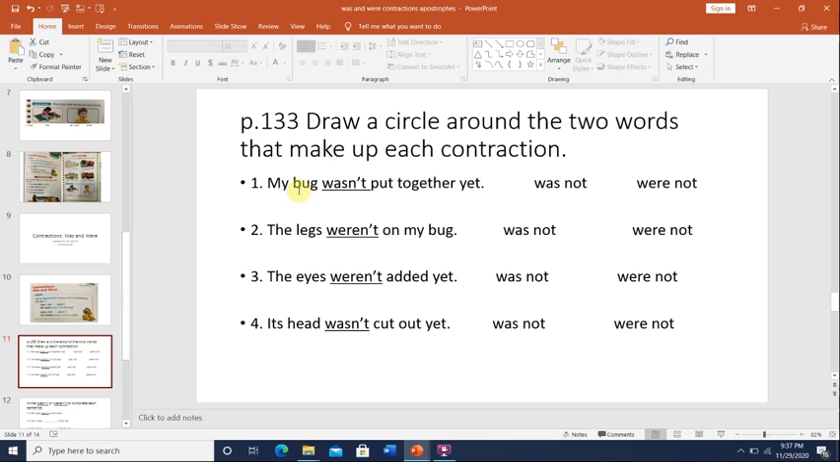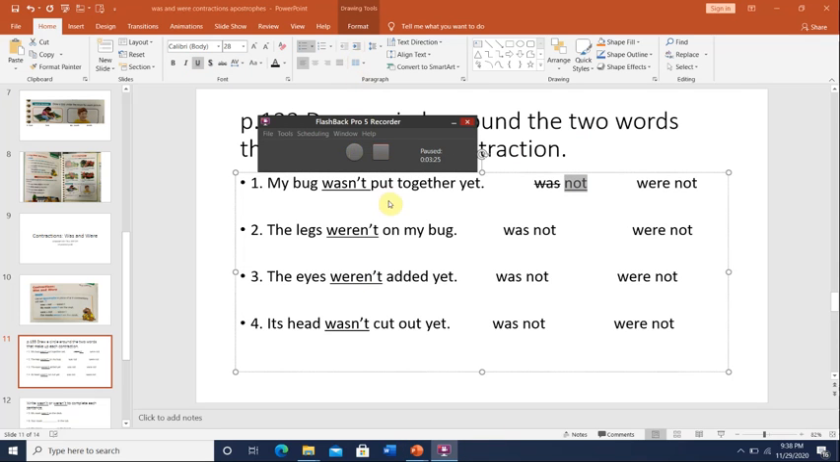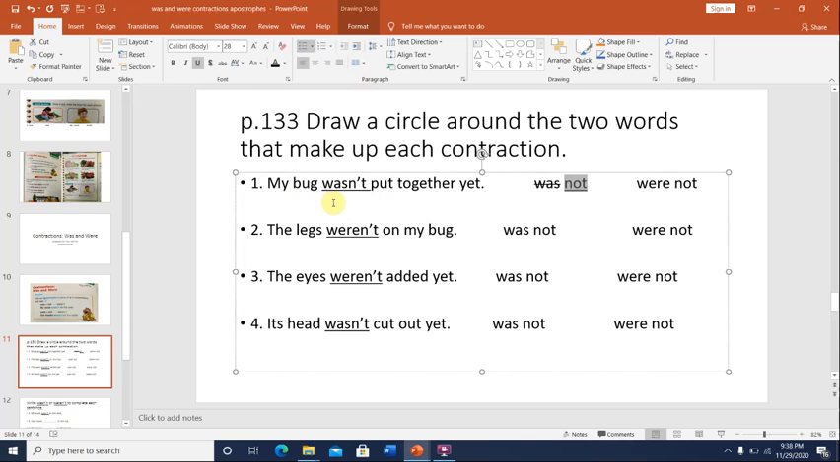Number one, my bug wasn't put together yet. Okay, wasn't is the contraction for was not or were not? Was not. Okay, so wasn't is the contraction for was not. All right?